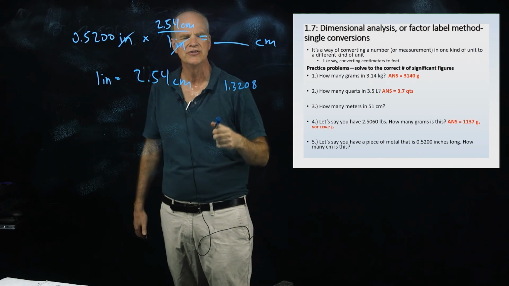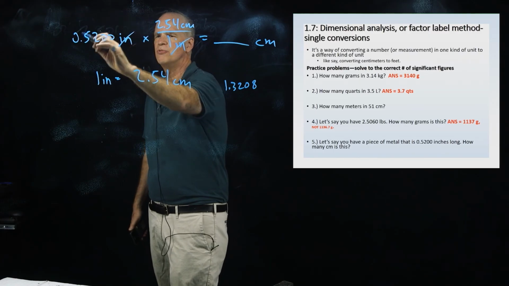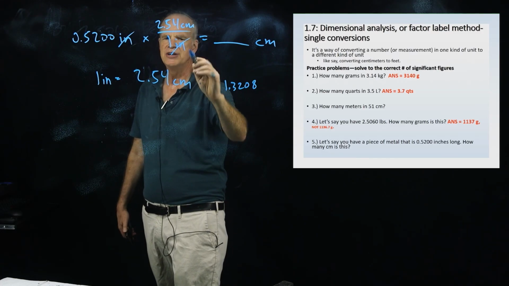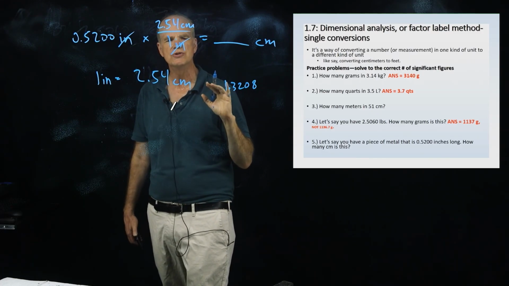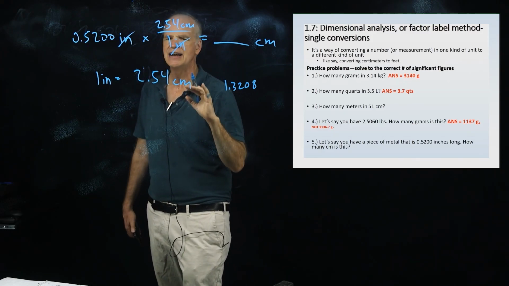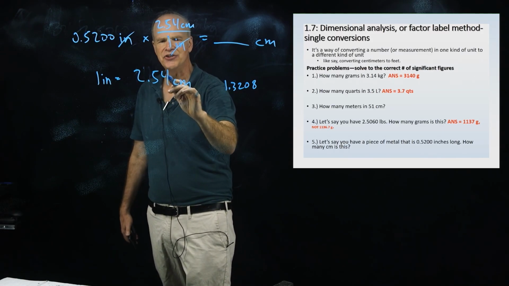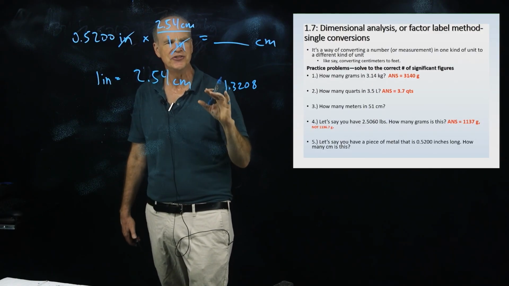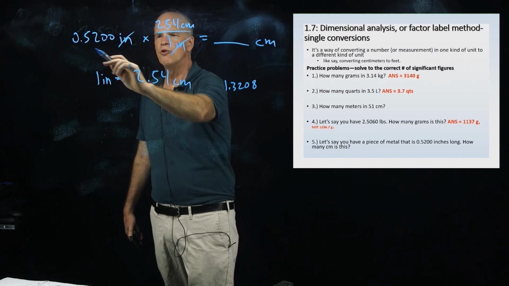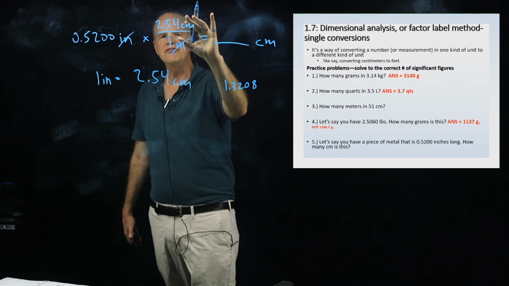The answer I get on my calculator is 1.3208. Now the question is, how many significant figures should this number have? There are 4 significant figures in 0.5200. If you look at the equality of 1 inch equals 2.54 centimeters, this is the weird one. When you convert inches to centimeters, you might think 2.54 is an inexact number. It's actually an exact number. So 2.54 is not considered to have 3 significant figures. In fact, it's considered to have an infinite number of significant figures.